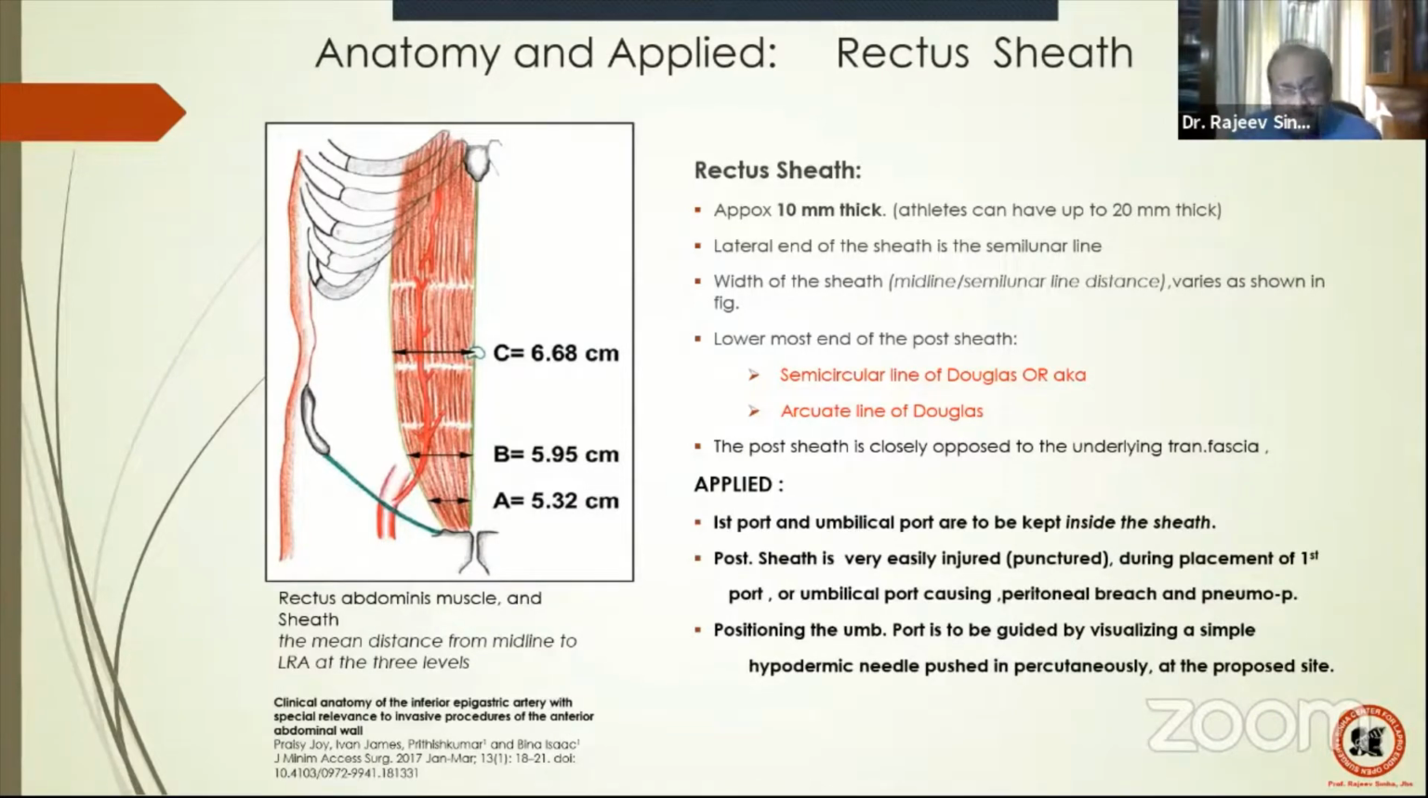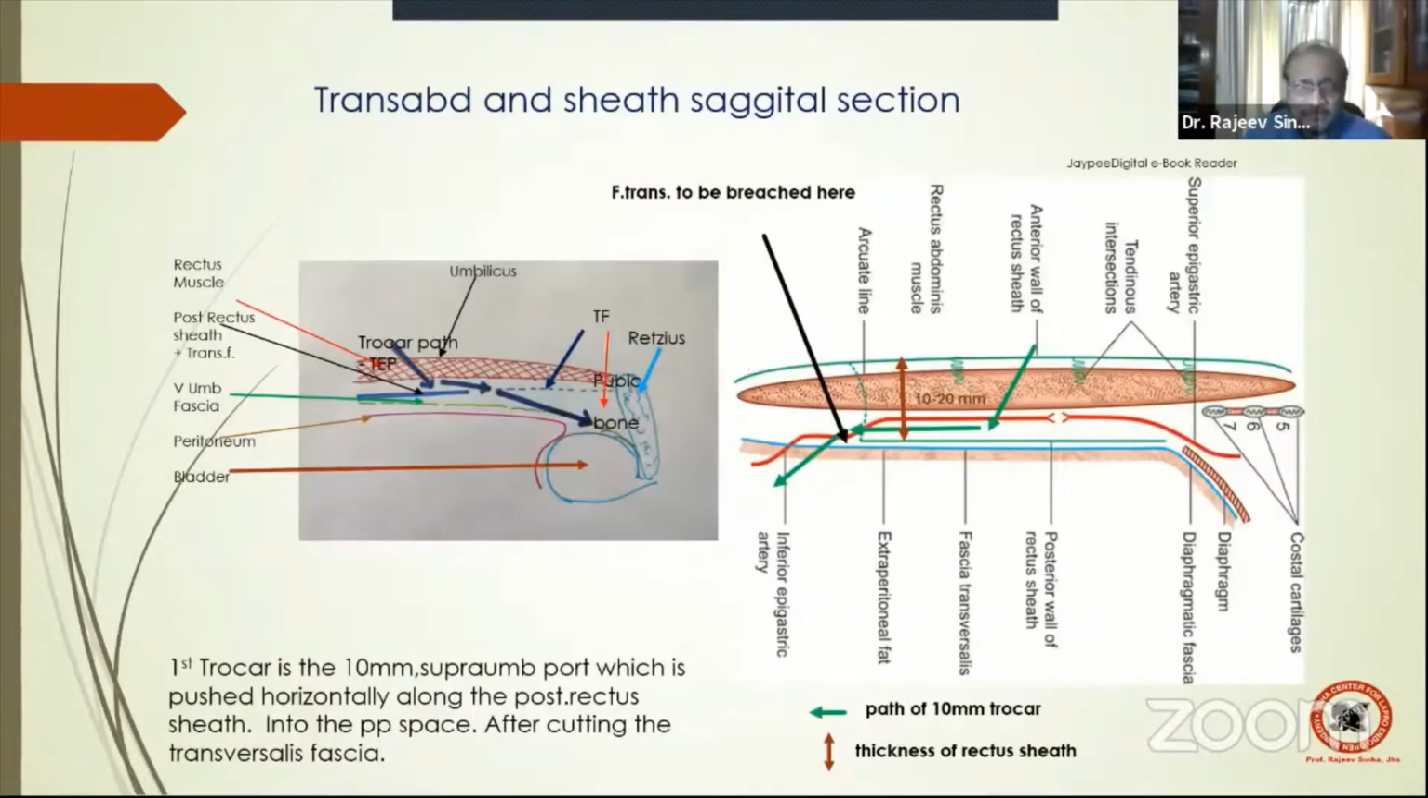So the first site of peritoneal injury could be right when you're putting the first port inside. Or second is when you're putting the second port in the umbilical region. Again, peritoneal breach and pneumoperitoneum. So these are the 2 commonest sites where the peritoneal breach is done, apart from, of course, when you're dissecting, you damage the peritoneum anywhere. But these are the 2 sites where the direct port introduction can give rise to a peritoneal damage. So positioning these ports, the umbilical port and this, is always guided with the help of a needle. I'll show you in the video what I mean by that.